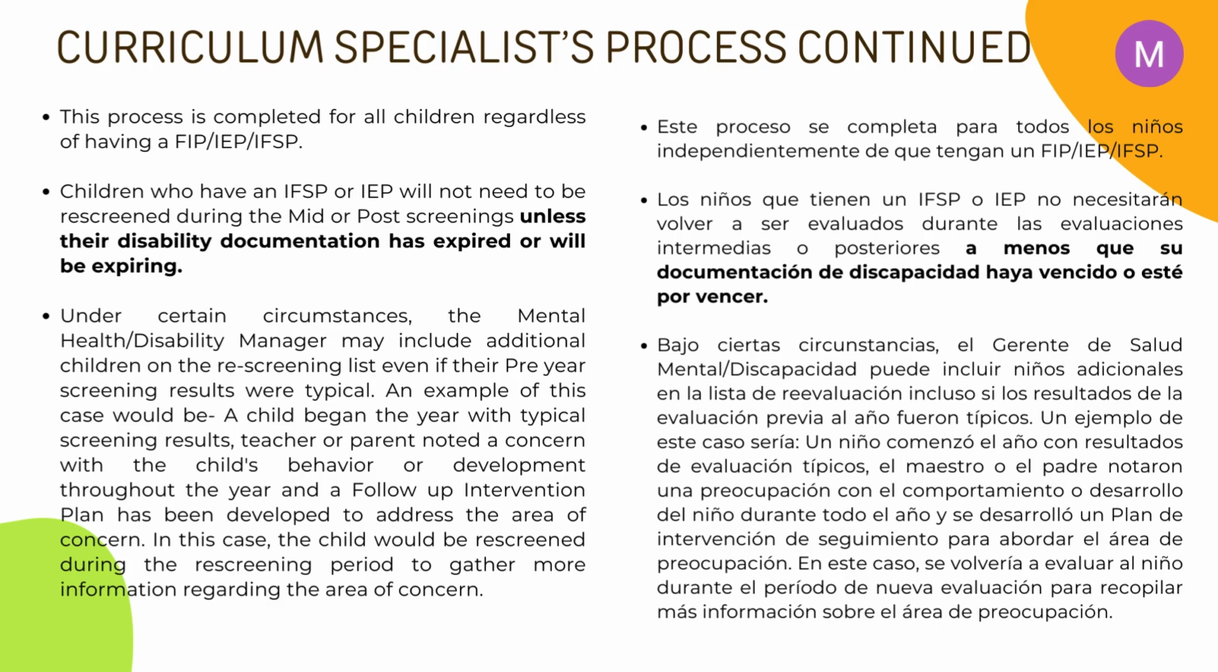An example of this case would be a child who began the year with typical screening results. A teacher or parent noted a concern with the child's behavioral development throughout the year, and a follow-up intervention plan has been developed to address the area of concern. In this case, the child will be rescreened during the rescreening period to gather more information regarding the area of concern.